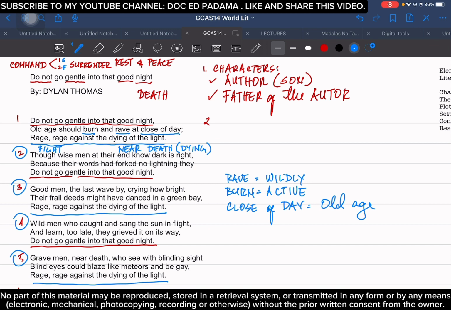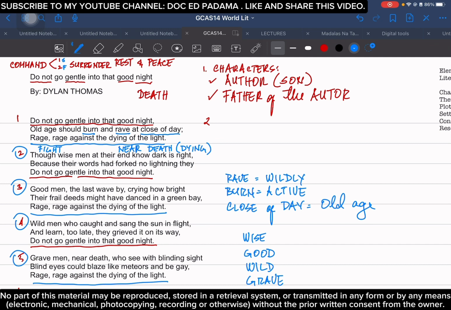And who are they? Let's write it down so we will have an idea of the following. So number one is wise men. This is under stanza 2. The next one is good men. The next one is wild men. Then grave men. And then the last one, under stanza 5, you have grave men. Okay, so this is what we will be doing.